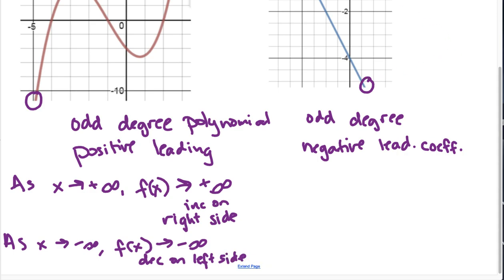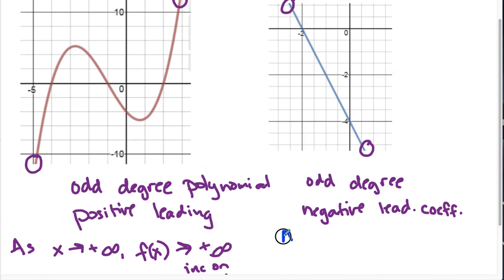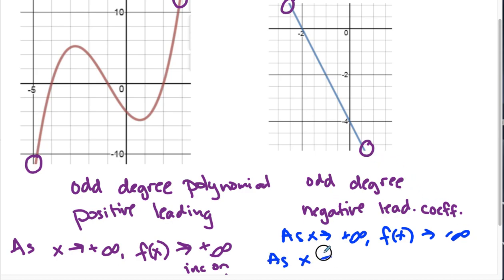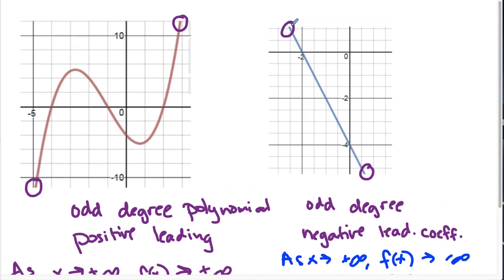Now what about this one? I'm going to switch colors here. This one, as x approaches positive infinity, the right side, f of x is approaching negative infinity because it's decreasing on the right side. Now as x approaches negative infinity, which means the left side, f of x is approaching positive infinity, meaning it's increasing on the left side.